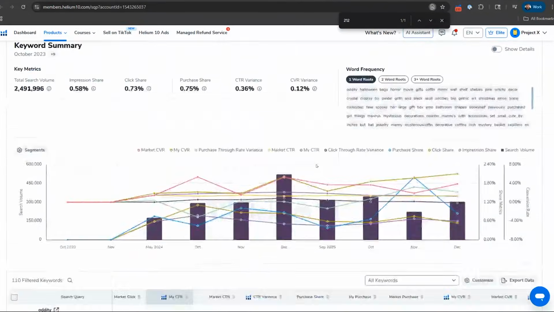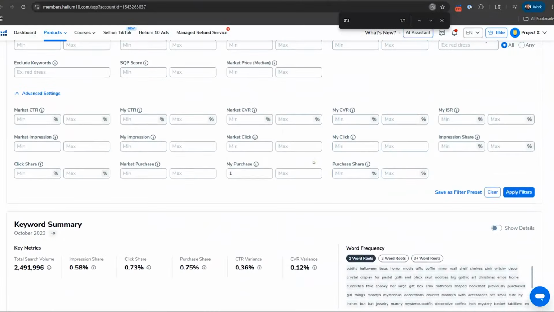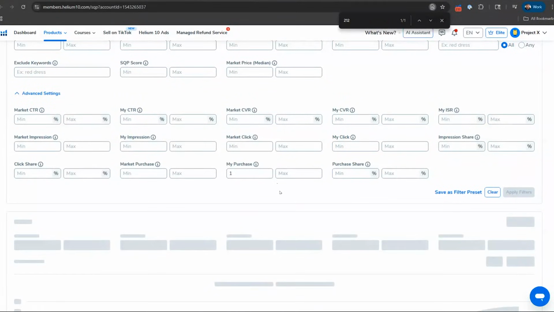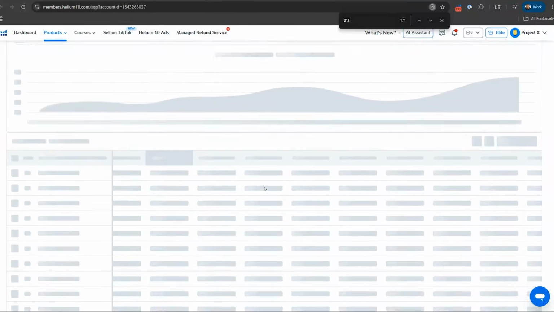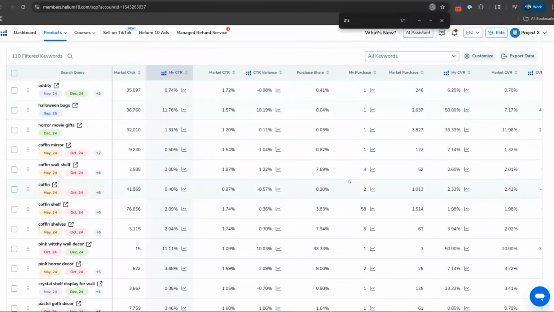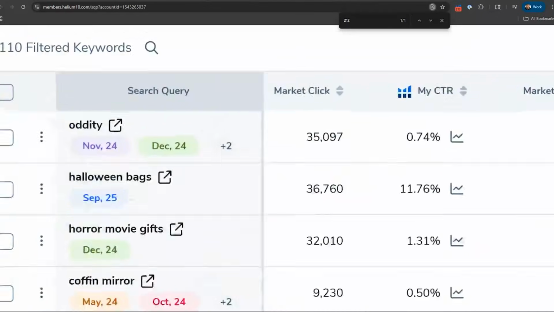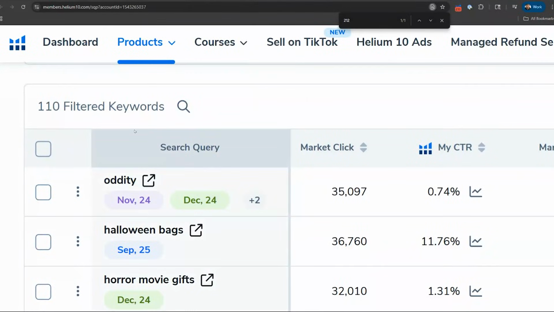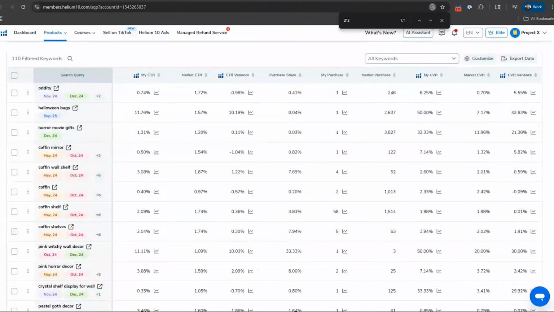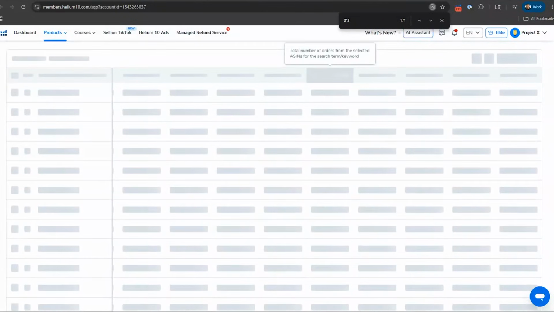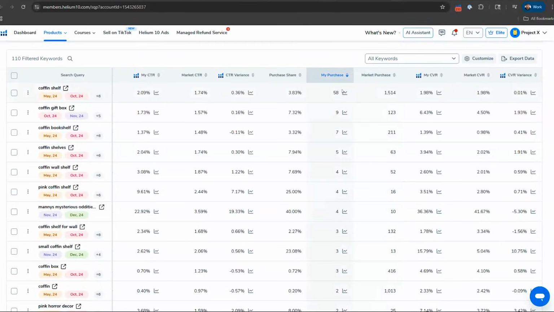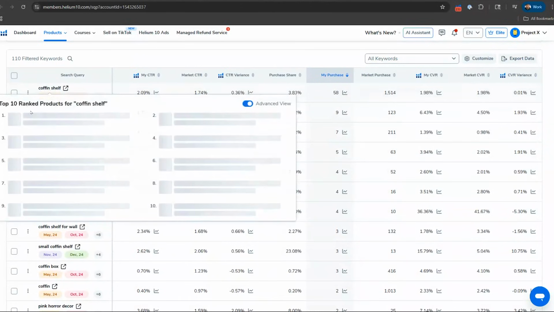Let's go ahead and hit view existing data first, and let's see how many keywords brought sales from all of these products over all of these time periods. Let's take a look. And wow, 110 keywords. So now I know that over the course of all these different months, there were 110 keywords that brought me sales. And I could sort by the ones that brought me the most. I would assume the first one is coffin shelf or something like that. Let's take a look. And sure enough, 58 different purchases over time for coffin shelf.